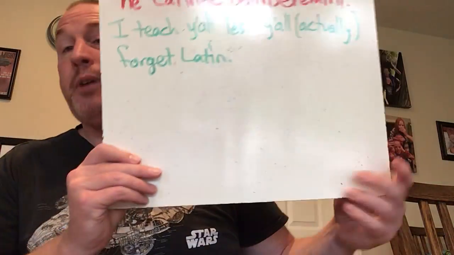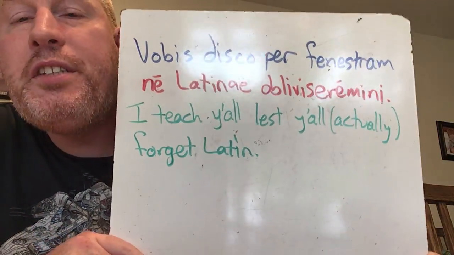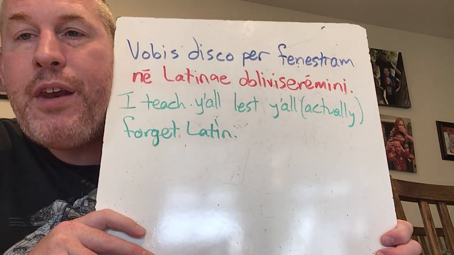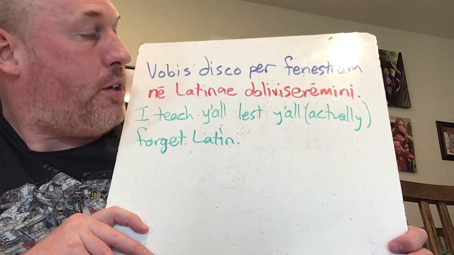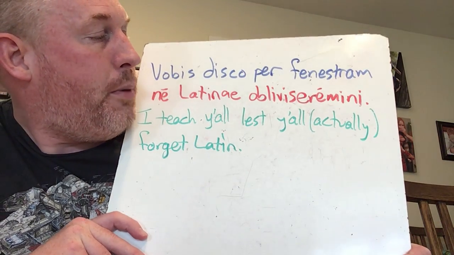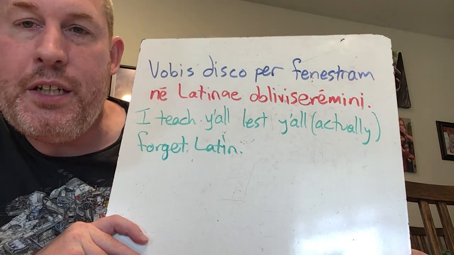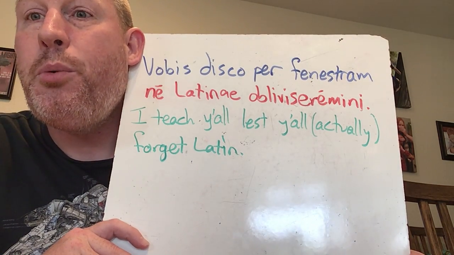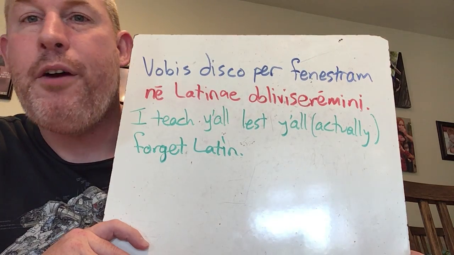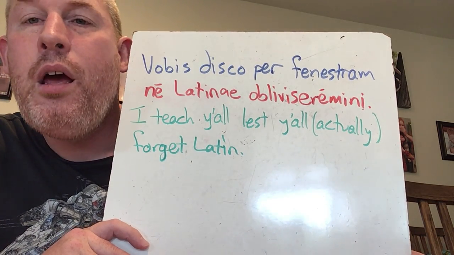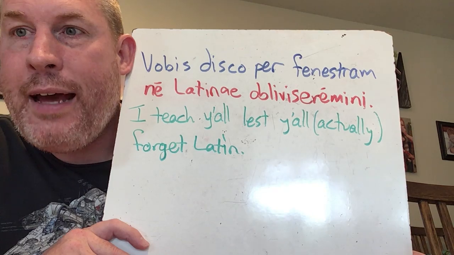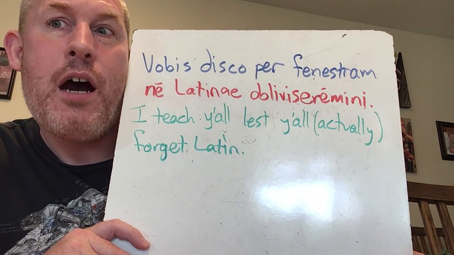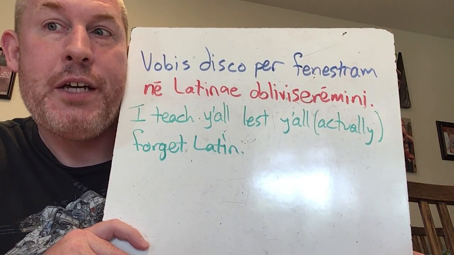And then I did one other one because I wanted you to see what happens when we break sequence as well. So hint, breaking sequence here. Vobis disco per fenestram ne Latinae oblivisceremini. Okay, there should be a c in there. I teach y'all through a window. I forgot to write that down, but per fenestram is through a window, in other words, the internet. Lest y'all actually forget Latin. As in, that is not expected for you to do. You're not expected to forget the Latin.